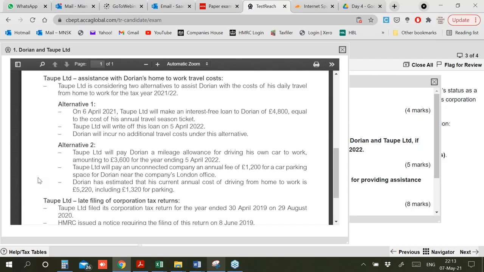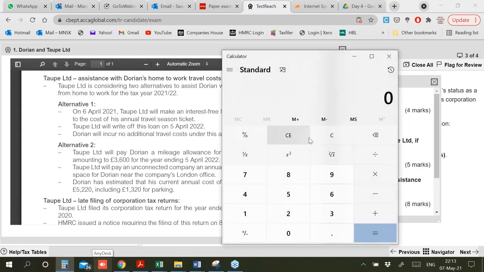So now if he gets this mileage allowance of 3600, out of that 5220, the company will be paying his parking fee now, so he will not have to incur the parking fee, so let's deduct that. On top of that, the company will pay him the 3600 pounds as well. So he will just have to incur 300 pounds from his own pocket. That is one cost that he has to incur.